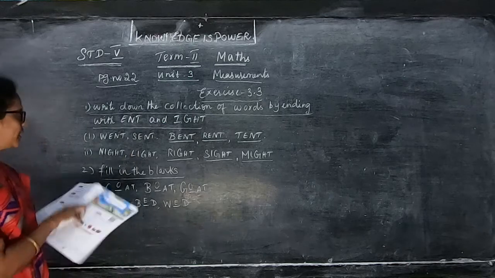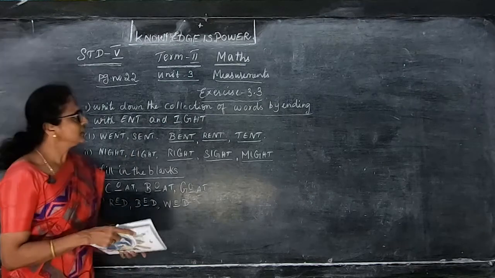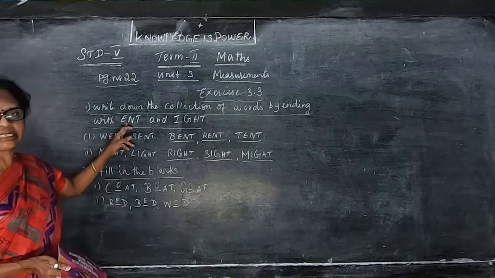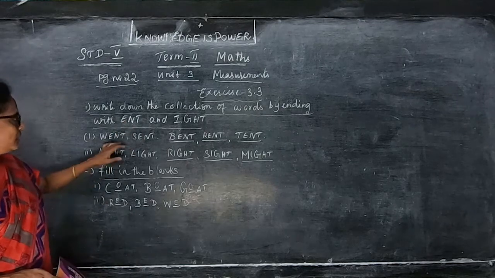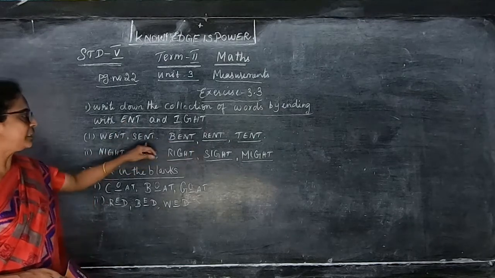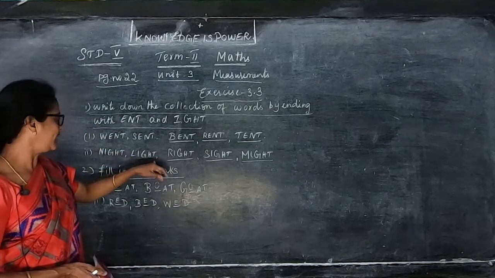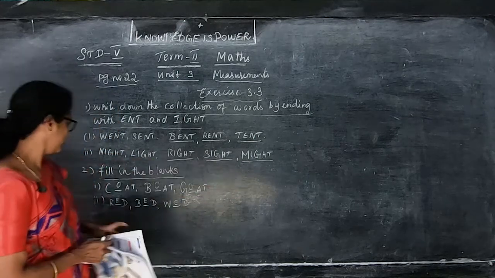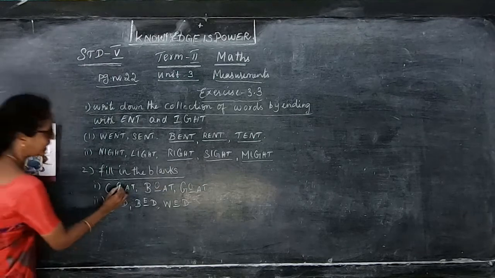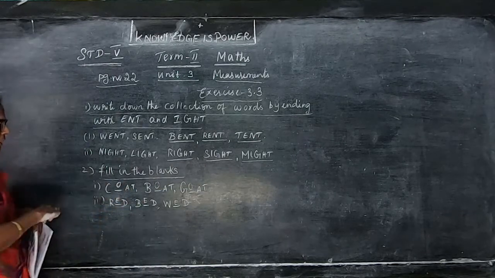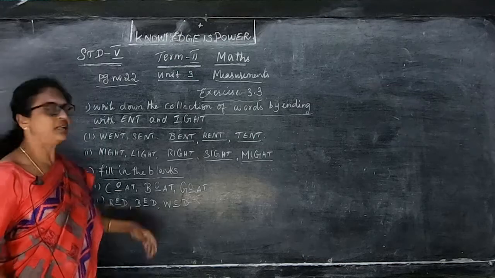So that's all, children, in these exercises. Only the words should end with ENT and IGHT. They have given 3 dashes, so we can fill it with bent, rent and tent. And for the next one, light, right, sight and might. And in fill in the blanks, they have given the dash for the O only. So coat, boat and goat. And for red, bed and wed.